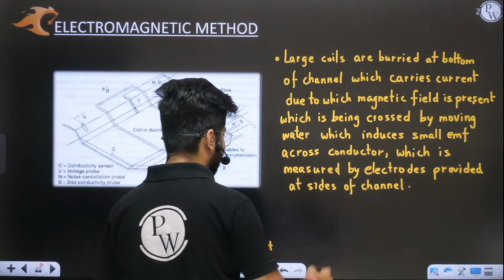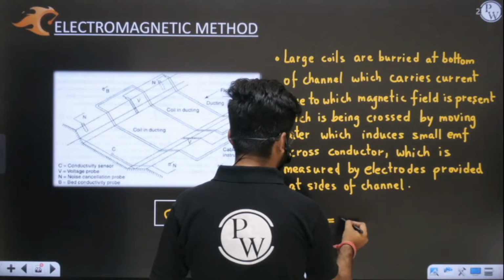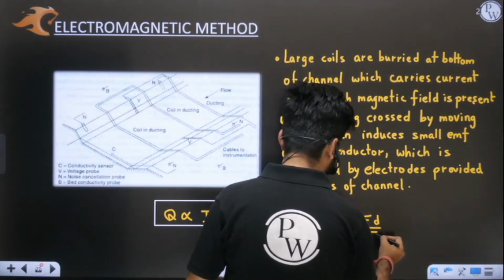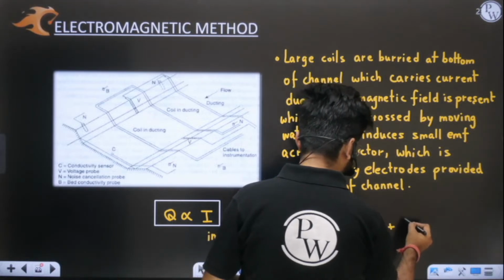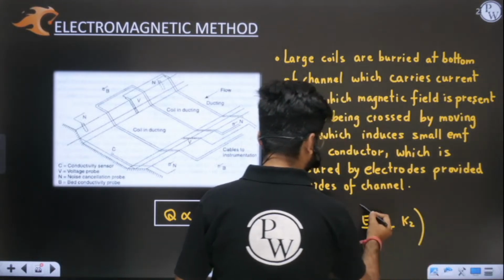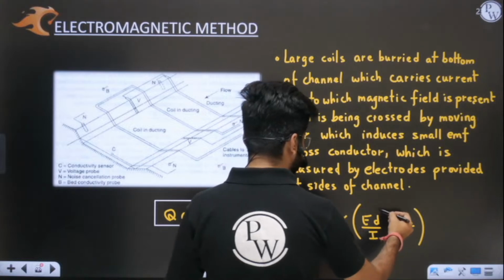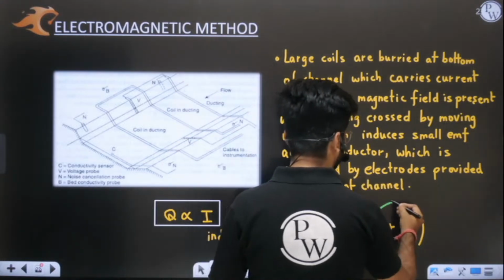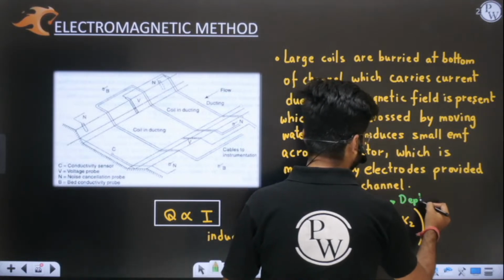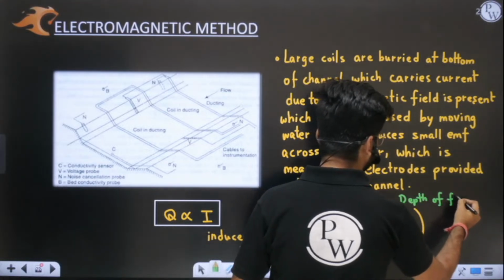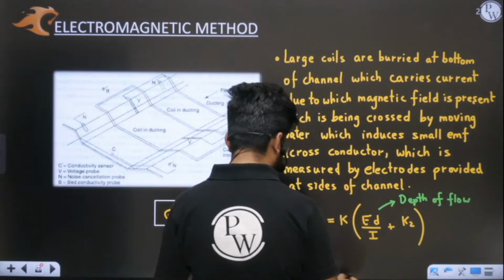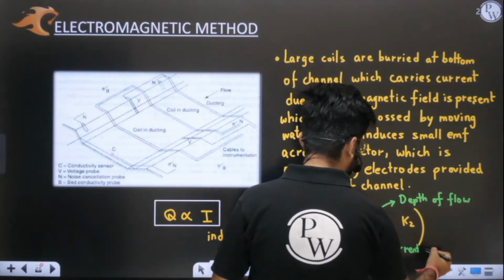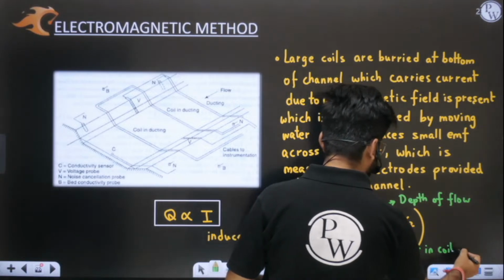And we have some empirical formula also. This discharge is given by Q = K1 E D / I + K2. See, what is the meaning? D is the depth of flow. I is the initial current in the coil.